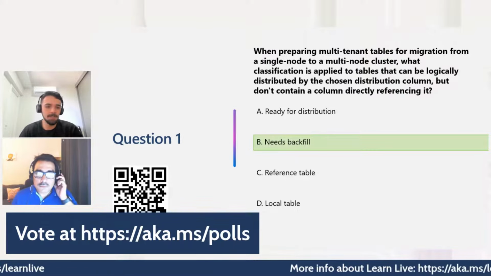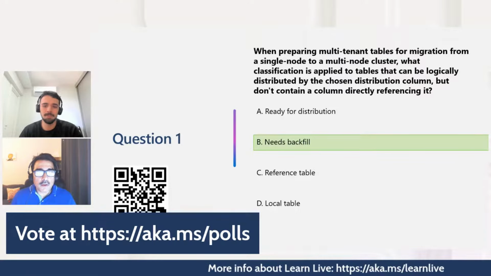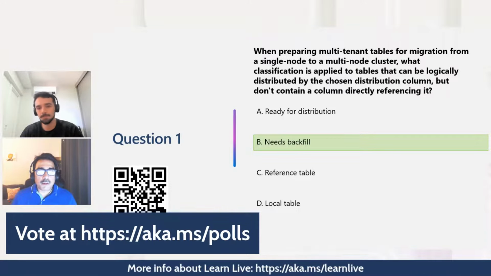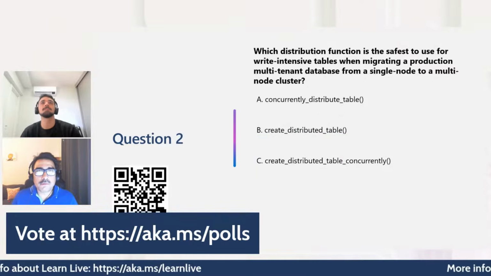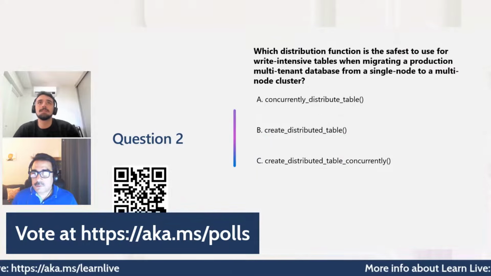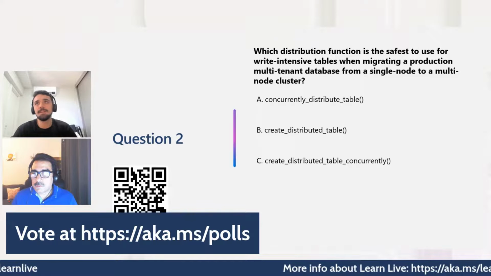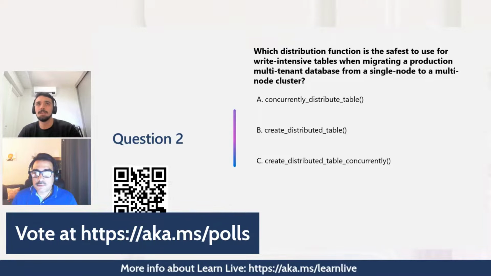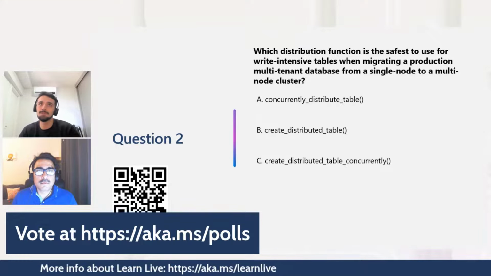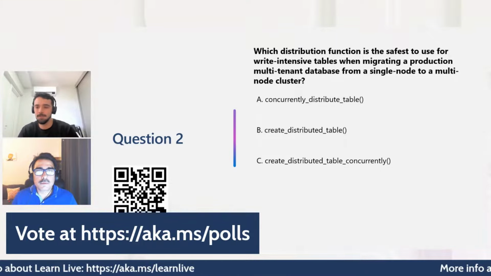You want to add something here, Rajnish, or can we move forward to the next question? No, I think we can move forward. I think we have discussed backfill in detail before. Yeah. So next is, which distribution function is the safest to use for write-intensive tables when migrating a production multi-tenant database from single to multi-node? Again, 2 minutes.